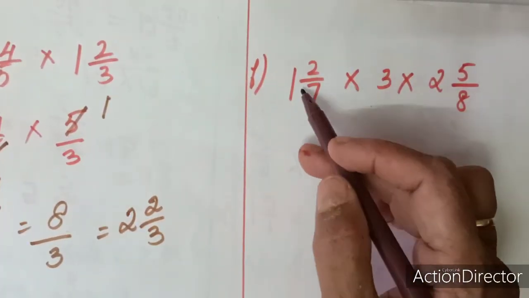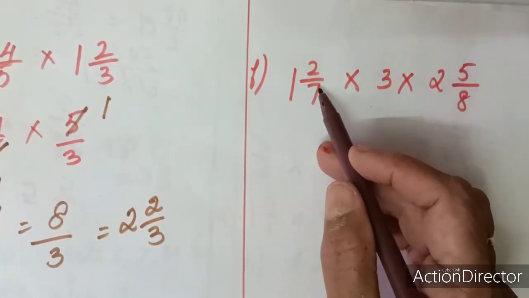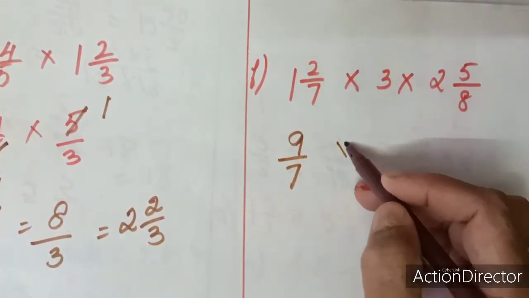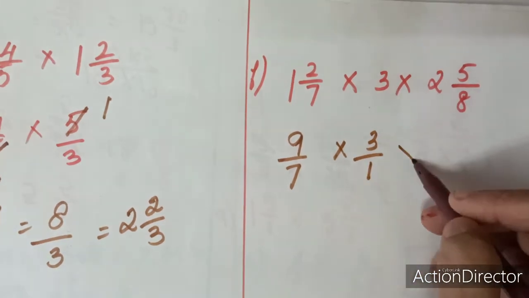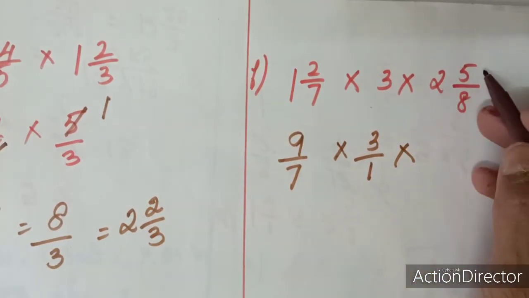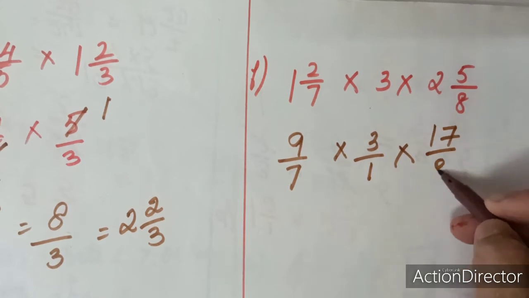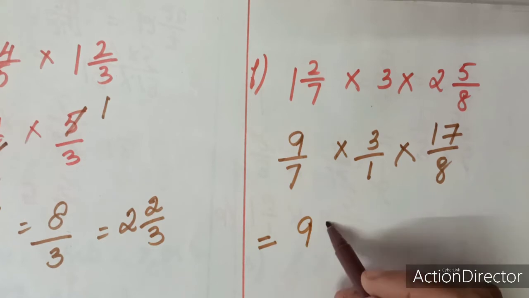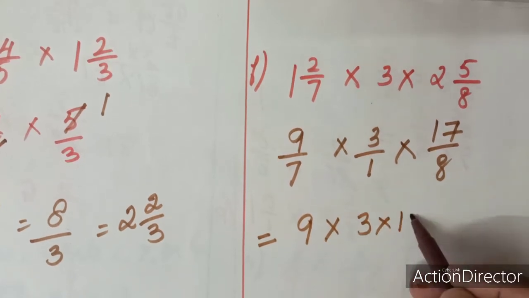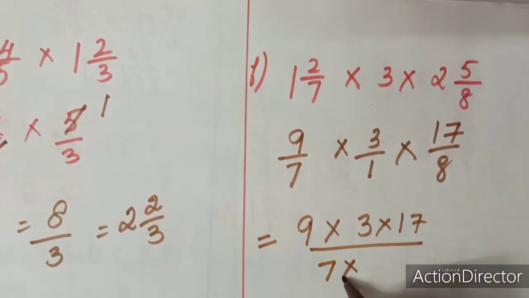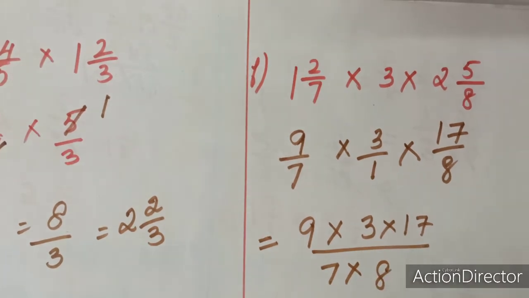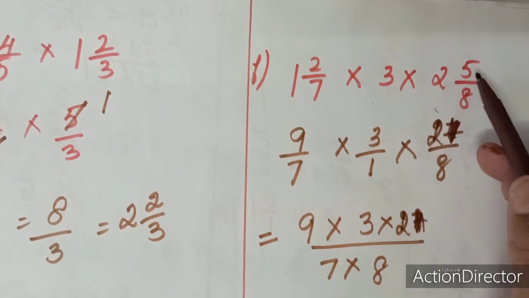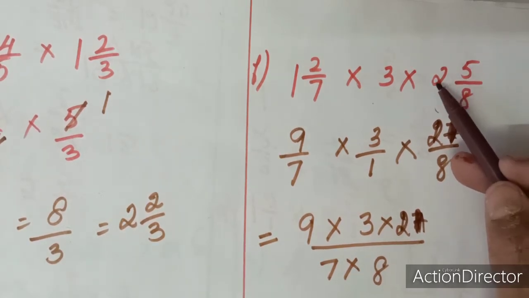Moving on to the next sum. This is a mixed fraction. So let me convert. 7 into 1, 7, 7 plus 2, 9. So it is 9 upon 7, into 3 upon 1, into 8 2s are 16, 16 plus 5, 17 upon 8. Is there any number to be cancelled? No. So I can write it as 9 into 3 into 17 upon 7 into 8. This is an improper fraction of 2 5 upon 8, which is 8 2s are 16, 16 plus 5 is 21 upon 8.